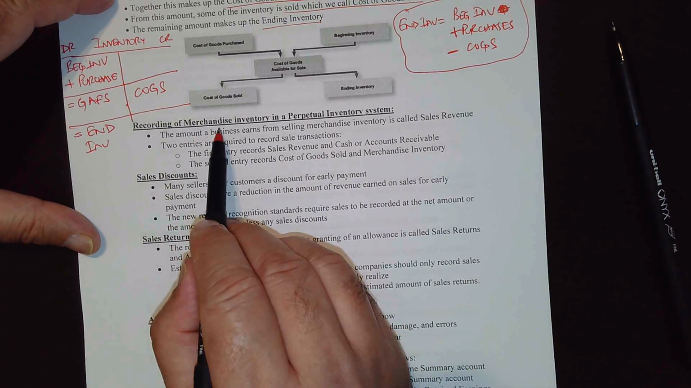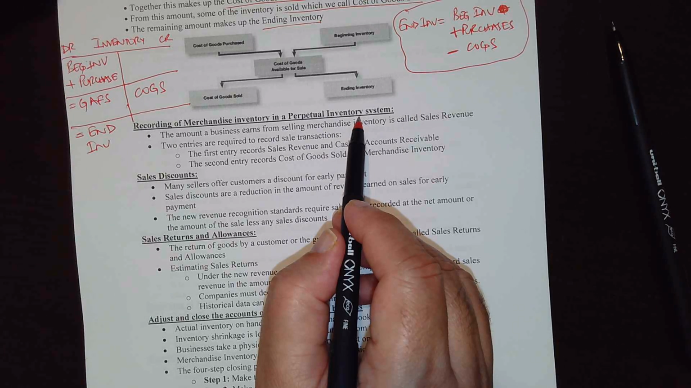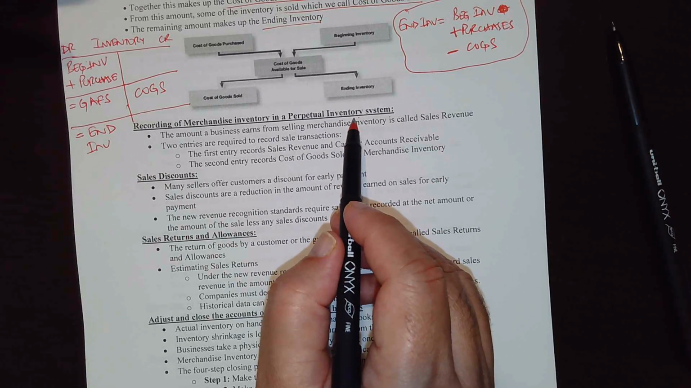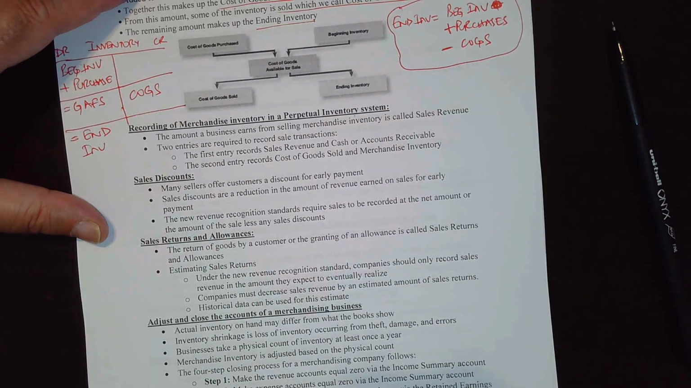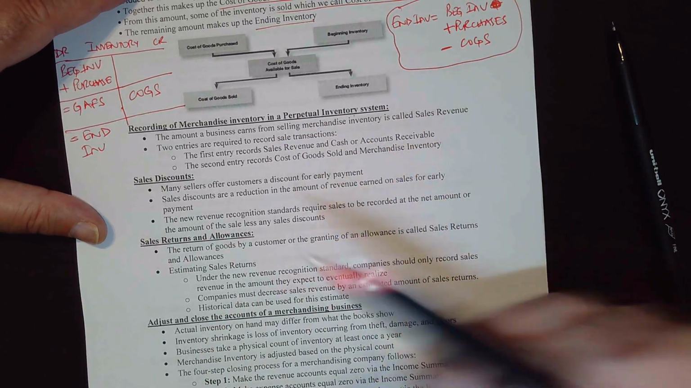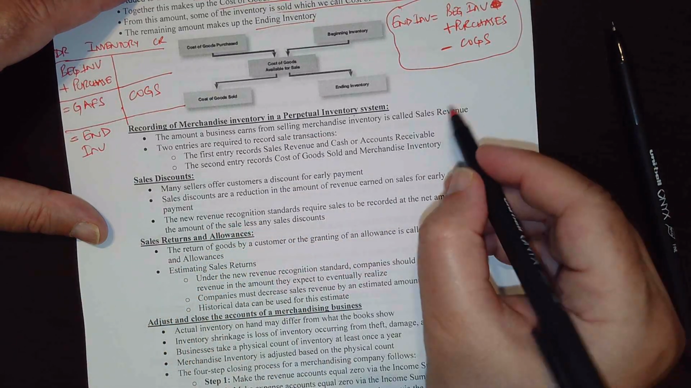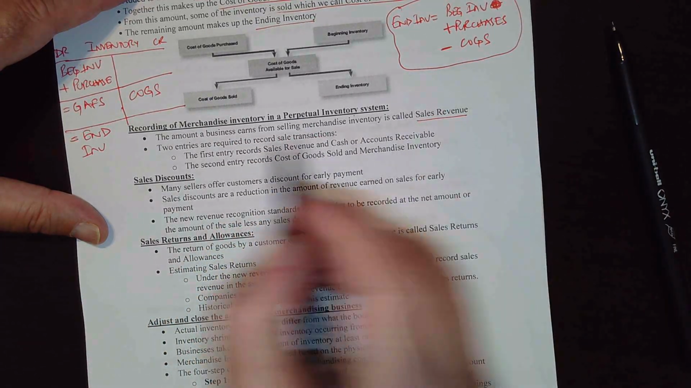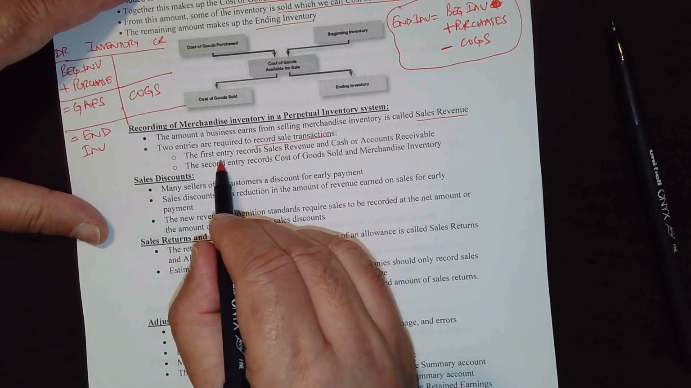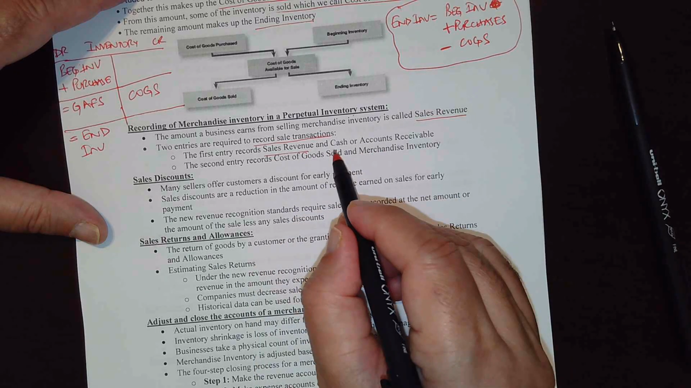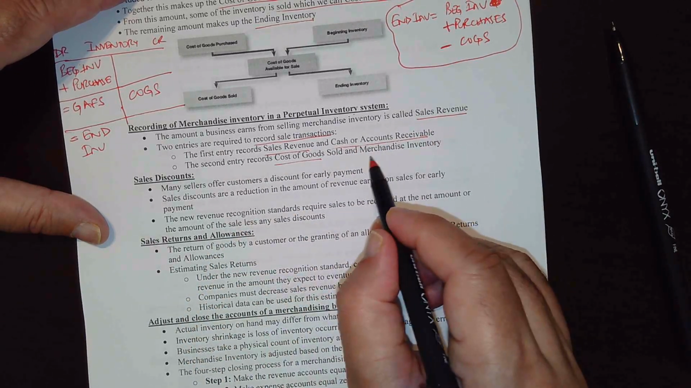Then we have recording of merchandise inventory in a perpetual inventory. So how do we record it? Basically by using debits and credits and recording in a journal. The amount a business earns from selling merchandise is called sales revenue. We have already talked about that. Two entries are required to record sales transactions. The first entry records sales revenue and cash or accounts receivable. The second entry records cost of goods sold and merchandise inventory.